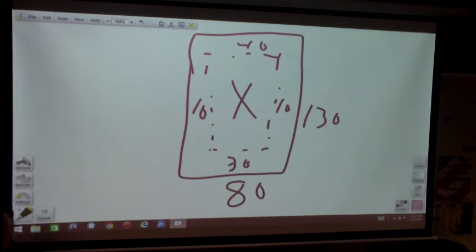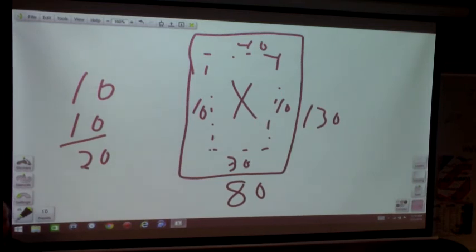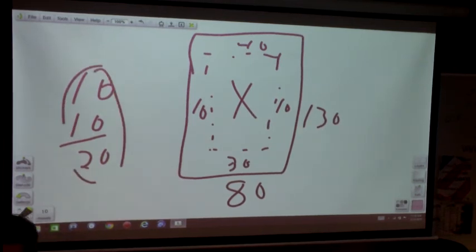Let's do the sides first. We have 10 feet on one side and 10 feet on the other side. That's 20 feet. Which one do we subtract that from? Who thinks we subtracted from the 130? Who thinks we subtracted from the 80? We need participation. Okay, one more time. Who thinks we subtracted from the 80? The 2 tens, right? The 10 plus 10 is 20. And of course, we're bringing it in. So we subtracted from the 80.